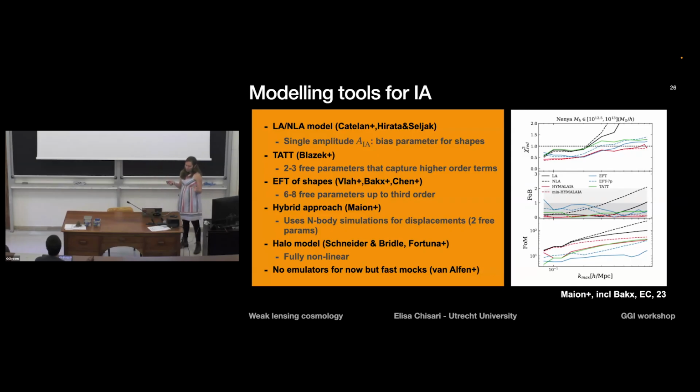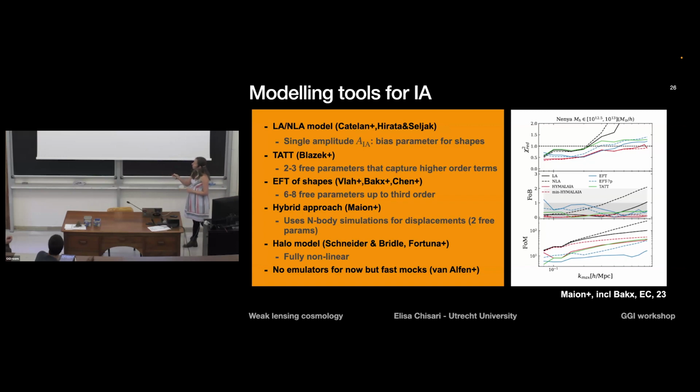You model either with some linear model or what we call the NLA model, which is just linear theory with the nonlinear matter power spectrum plugged in. That has one free parameter. Or you can do perturbation theory or EFT. So this other model is quite popular. For example, the DES papers use it a lot. This has between 2 and 3 free parameters, depending on the implementation. It's based on standard perturbation theory.